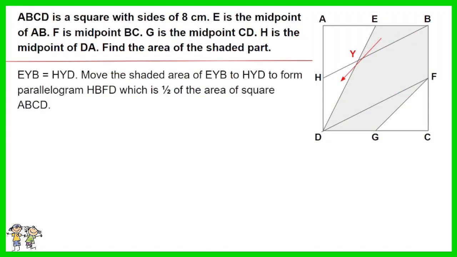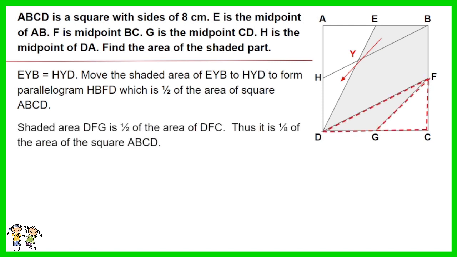EYB equals HYD. Move the shaded area of EYB to HYD to form parallelogram HBFD, which is half of the area of square ABCD. Shaded area DFG is half of the area of DFC. Thus it is 1/8 of the area of the square ABCD.